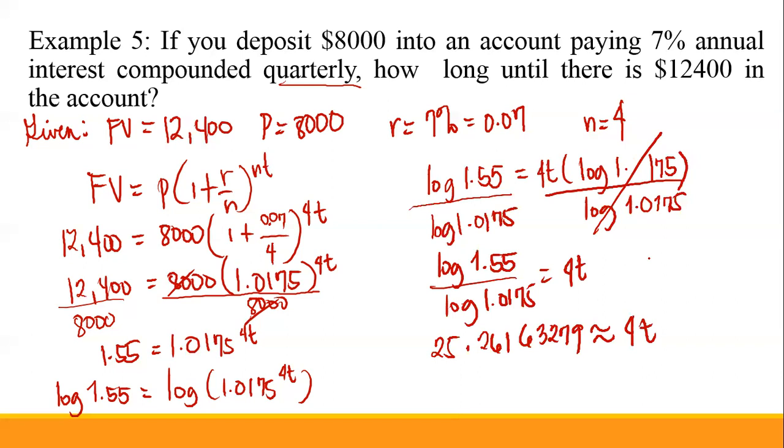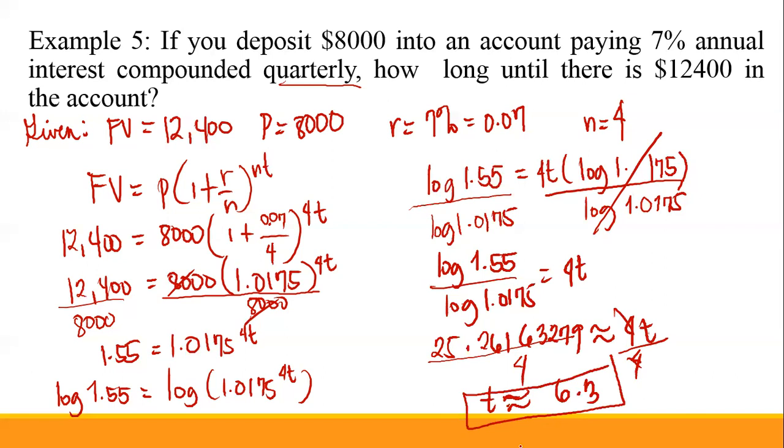Okay, so hindi pa dyan nagtatapos. So finish solving the problem by dividing each side by 4. Okay? So, divide each side by 4. Parang yung sa kanina. Para matira yung t. So, t is equal to, or almost equal to 6.3. So, yan na yung time natin. So, yan yung time na kailangan mo.